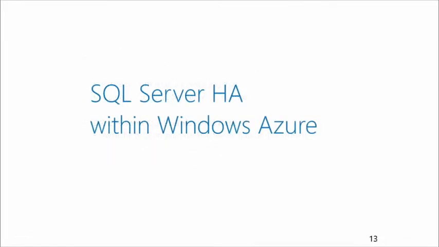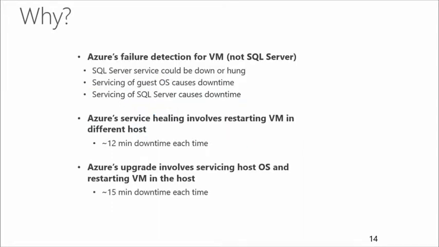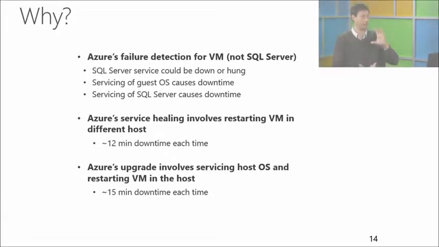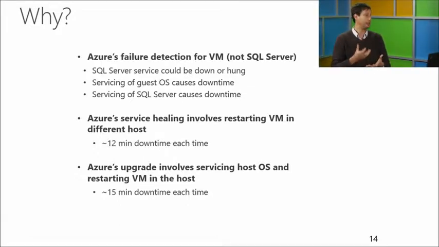So let's talk about the first scenario, high availability for SQL Server in Windows Azure. So why would you need to do this? Well, the first reason is that the failure detection that Windows Azure does is at the virtual machine level. There is a heartbeat mechanism between the host machine and the virtual machines that it hosts, and it will detect failures in the virtual machine. However, it will not detect failures inside of the virtual machine, because for privacy reasons, that's your virtual machine, and we don't see inside of it. So you may want to be able to detect failures in SQL Server, for example.